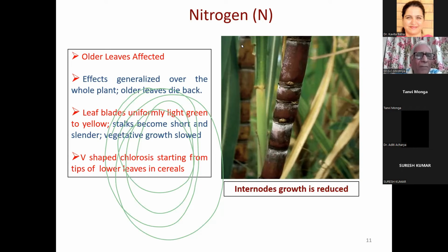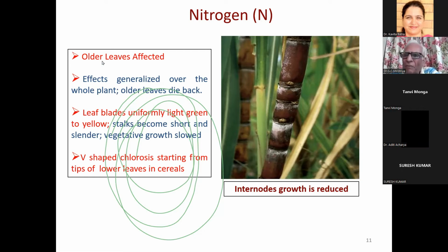So first thing, nitrogen: if yellowing is there on the lower leaves, we will suspect that nitrogen might be the cause. We have not confirmed, but we are simply saying yellowing starts on the older leaves. Then gradually, when the symptoms are more acute, the whole plant may get yellowing. It will start with pale green color and then yellowing.